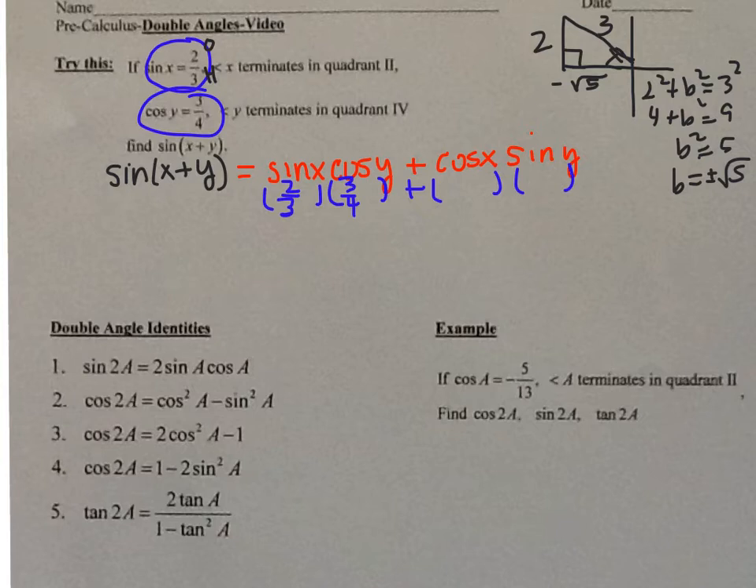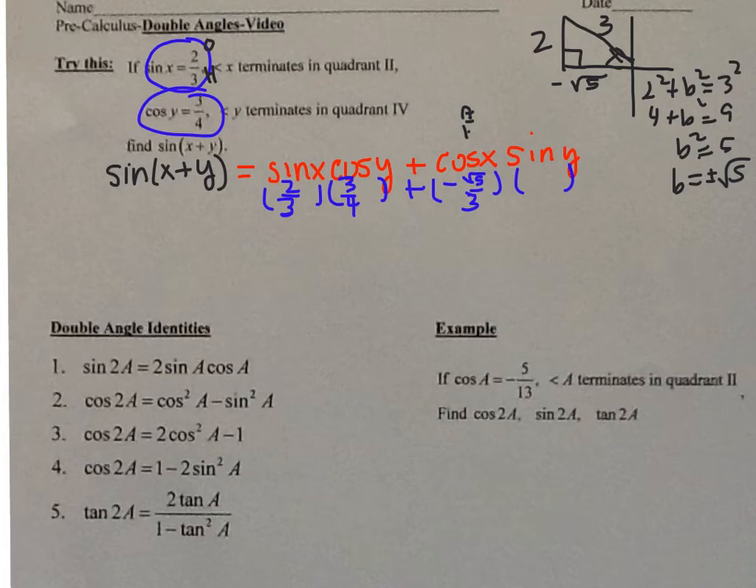All right, so now we want cosine x. So cosine is the adjacent over the hypotenuse. So the adjacent would now be negative the square root of 5 over the hypotenuse, which is 3. So that's a negative. Let me rewrite that. Negative the square root of 5 over 3. Okay, so now we need sine y. In order to get sine y, we have to use cosine y.